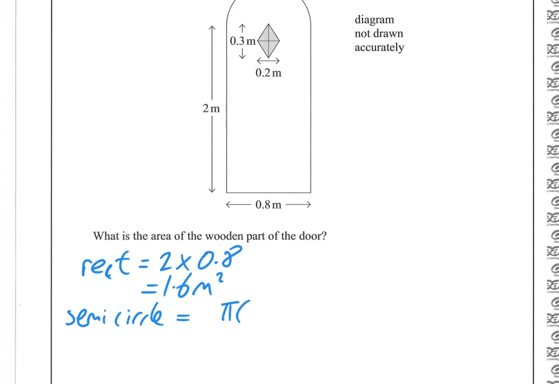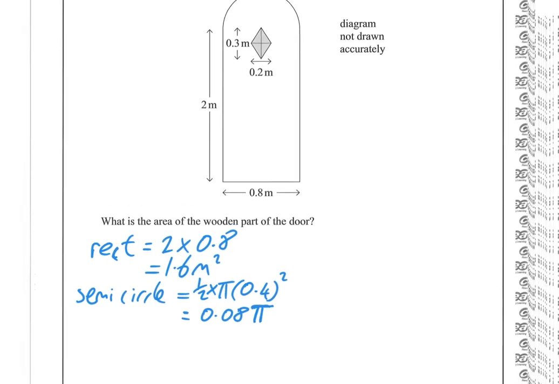So that's going to be my r is going to be 0.4 squared, and it's not a whole circle, it's a semicircle, so it's a half times that. And when I do that, the nicest way to do this, forget about the pi in your calculator, just do half times 0.4 squared, and that gives you 0.08, and then put a pi on it, because that's now an exact answer. So that's perfect so far.